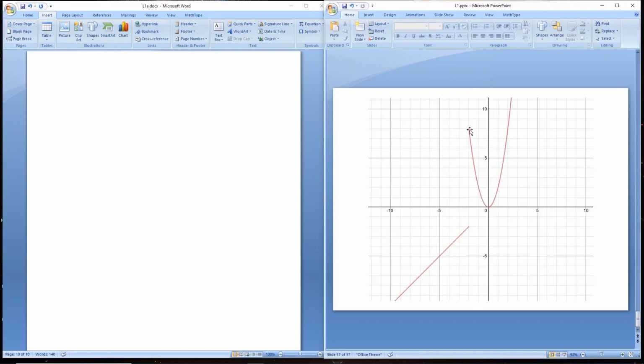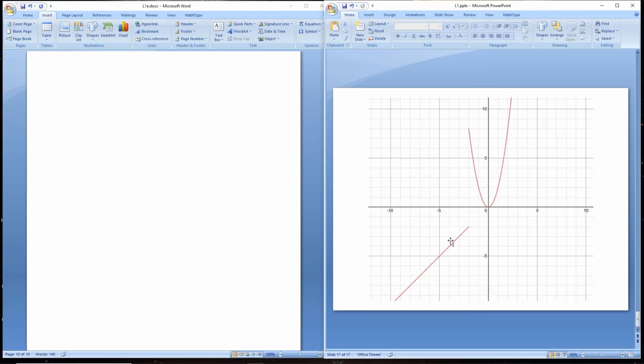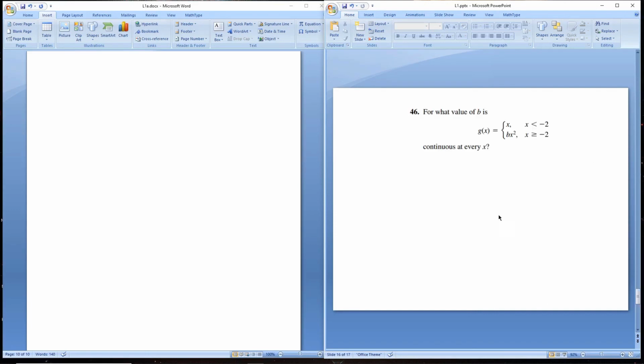So here we go. I just made up some value for b. Here's our quadratic. Here's the linear function. You can see there's a huge gap here. What we want to do is choose b in such a way that these two functions will touch. And so that's what we're going to do. And how can we do that?